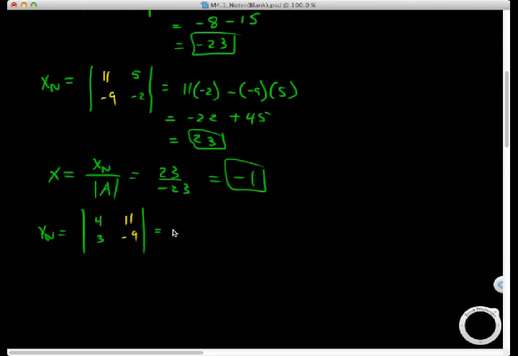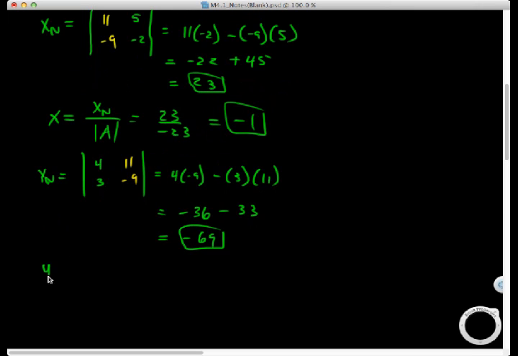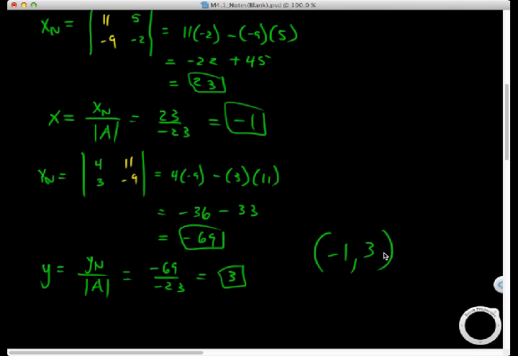And 4 times -9 minus 3 times 11. So that's -36 minus 33, which is -69. That's my y numerator. To find my y solution, it's just going to be the y numerator divided by the original determinant. So -69 divided by -23 will be +3. So our solution is -1, 3.